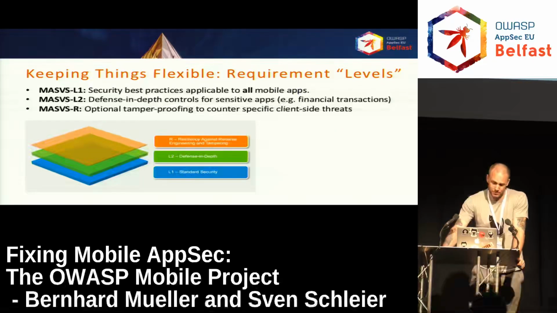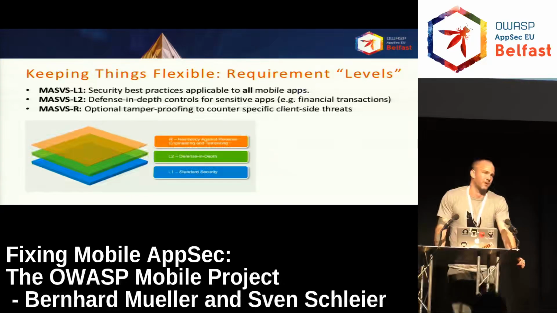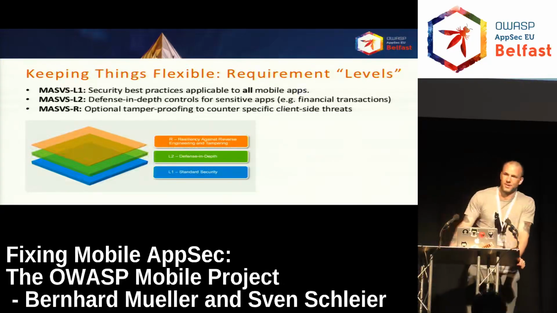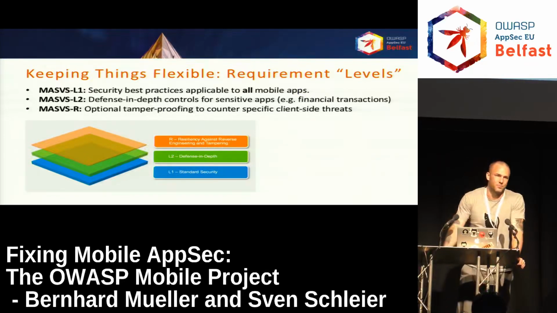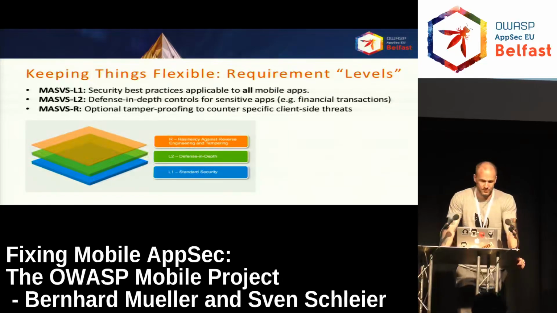Then level 2 contains defense in-depth controls that may be necessary if you have apps that have highly sensitive functionality or handle sensitive data, such as online banking. And then you want to introduce things like 2FA, step-up authentication, maybe SSL pinning, and things that are a little bit more effort, but that are recommended in that case.